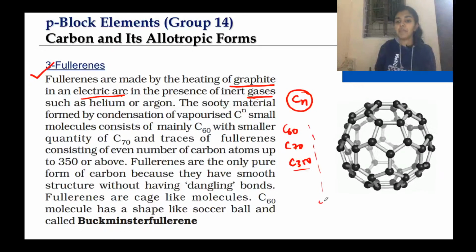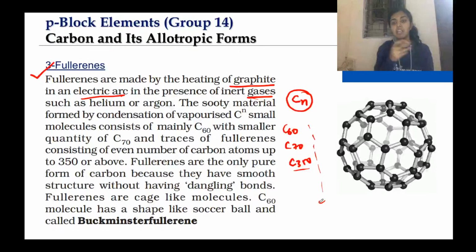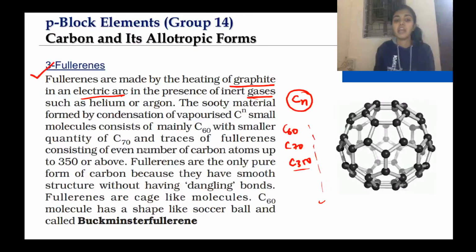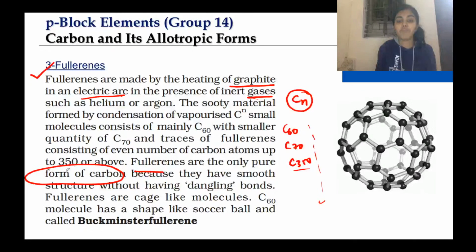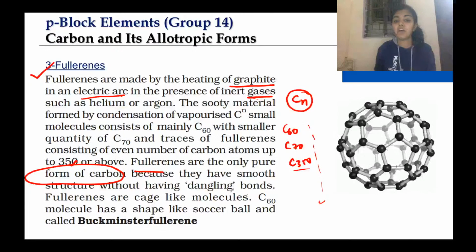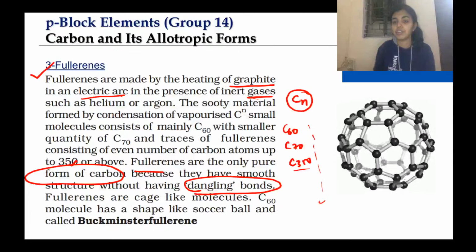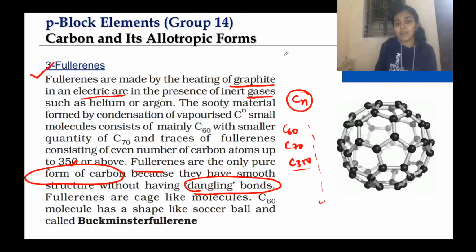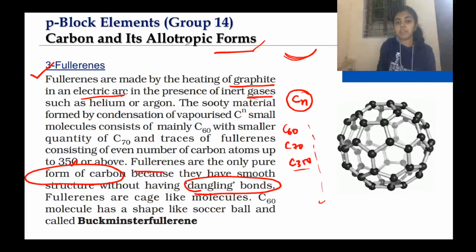So this N can be a large number of carbon atoms. So these are known as what? Fullerenes. They are made up of pure carbon, and it is called the pure form of carbon. Why? Because it does not have dangling bonds. It has a smooth structure. Here you can see a dangling bond is something like this, right? So it has a smooth structure with straight bonds.